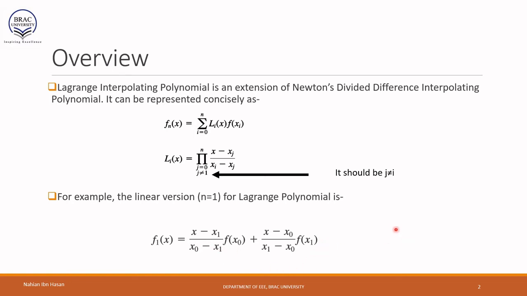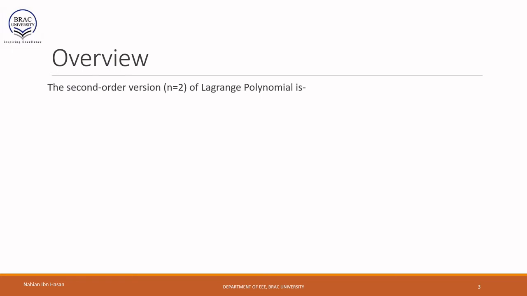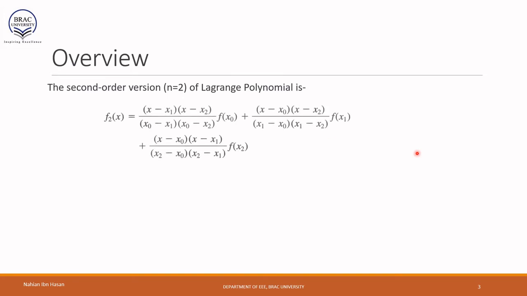So this is similar to the case of Newton's interpolating polynomial. We have seen there that for an nth order polynomial, you need to have n plus 1 data points. Similarly, for the first order Lagrange polynomial, you need to have at least 2 data points, that means x0 and x1. So similarly, if you want to extend the Lagrange interpolating polynomial for the second order case, that means n equal to 2, the equation would look like this.